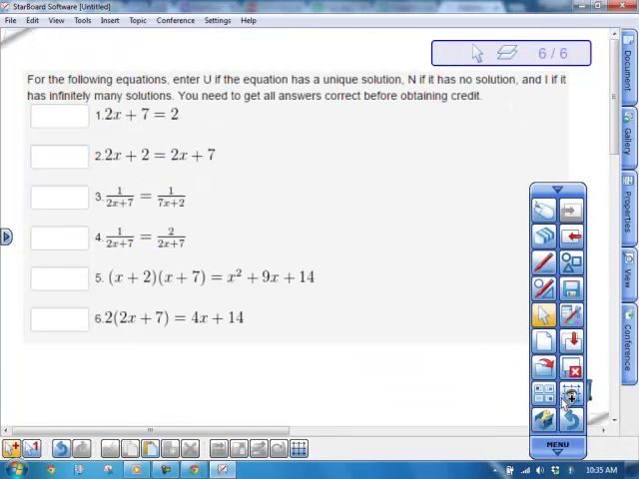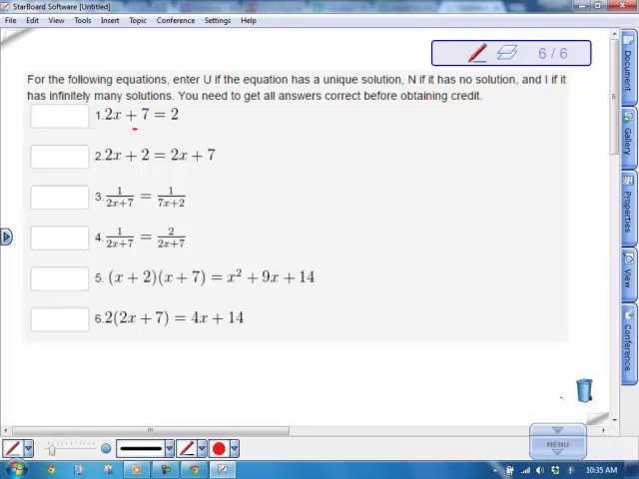Next problem is number 7. Let's subtract 7 from both sides for the first one. And you get 2x equals negative 5. Divide both sides by 2. And you get x equals negative 5 halves, or negative 2.5. Well, you can enter in, I believe, negative 5 halves, just like that. It should work. Let's see.